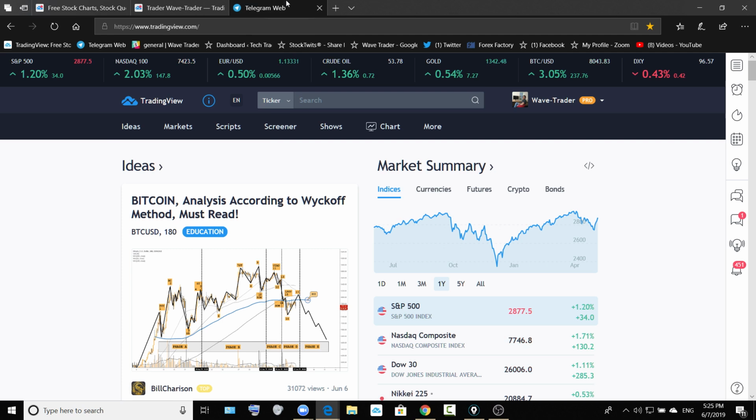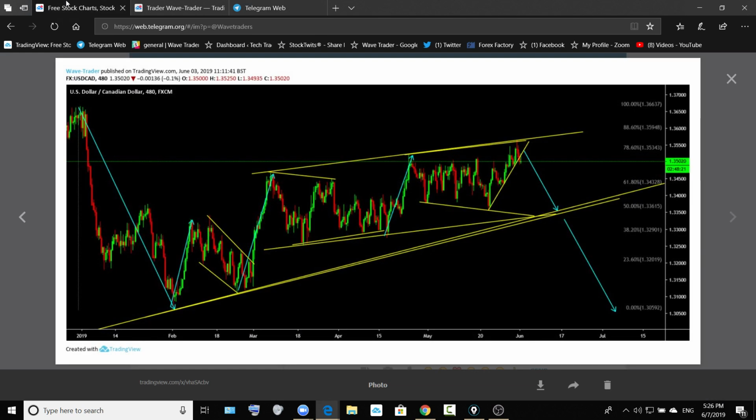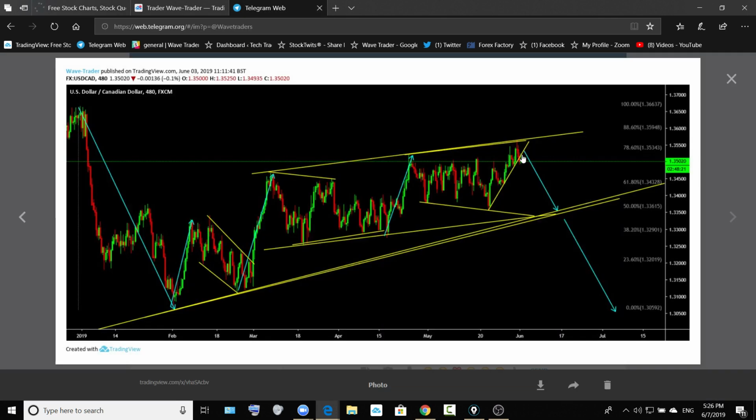Okay, so there you got the dollar CAD chart. Okay, let me bring this back. There you got the dollar CAD chart. So we were anticipating some price action over there for one more up move. We did not get that. Price just broke through, and it is heading this way.